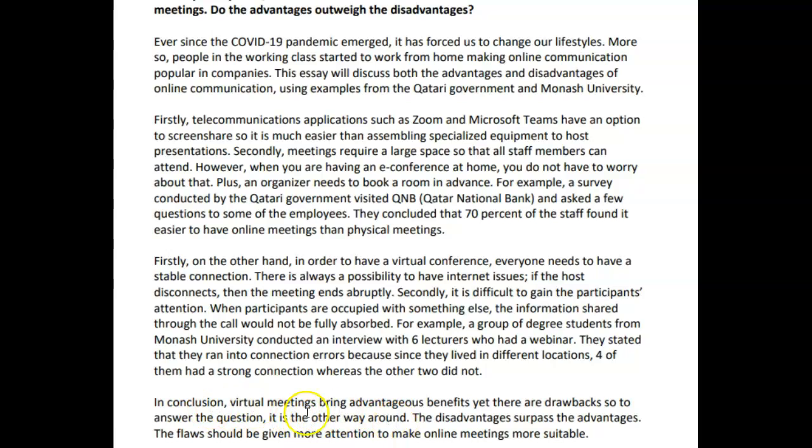As a result, this is really way too informal. That's why I'm changing it, okay? As a result, it is clear that the disadvantages surpass the advantages. The flaws should be given more attention to make online meetings more suitable. Okay, that's fine. I thought that was really informal.